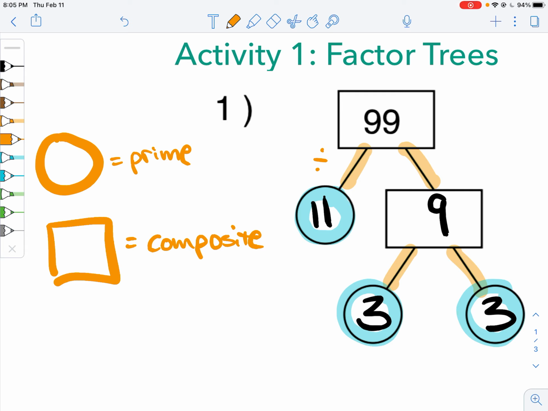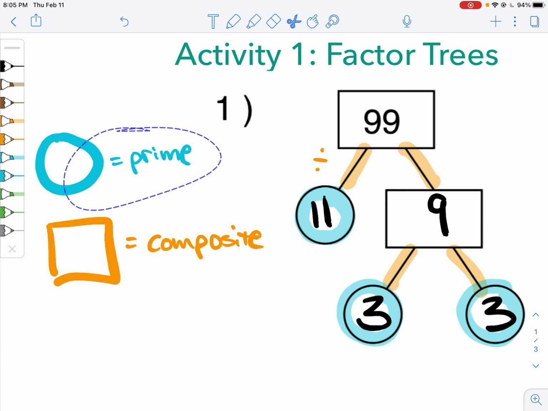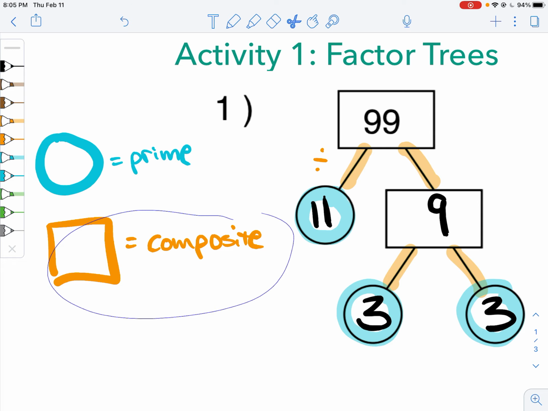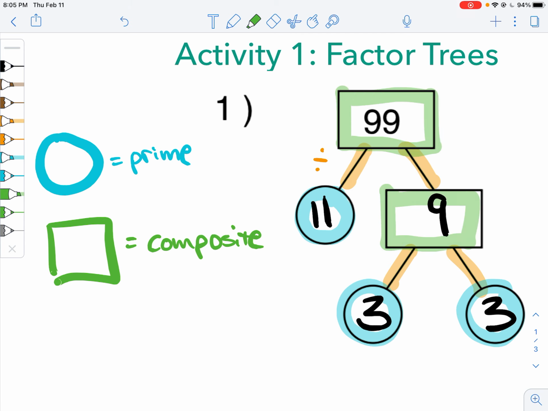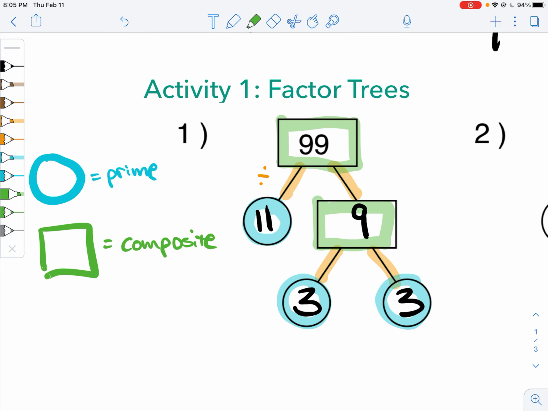So if that number can be broken up into smaller numbers, put it in a box. 9 can be broken up into 3 and 3, so that goes in a box. 99 can be broken up into 9 and 11, so that goes in a box. If it cannot be broken up, we put it in a circle and call it prime. Since 99 and 9 can both be broken up, we put them in a box, otherwise they go in a circle, and each line represents a division happening.